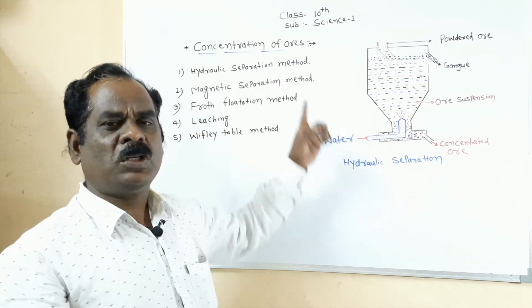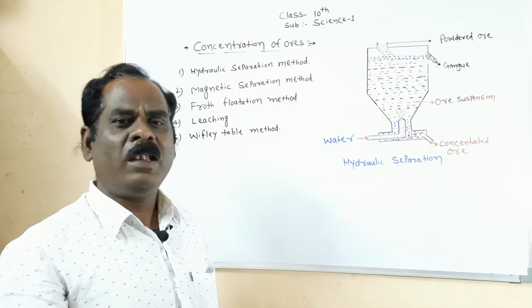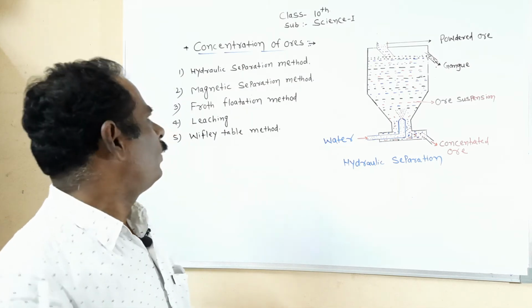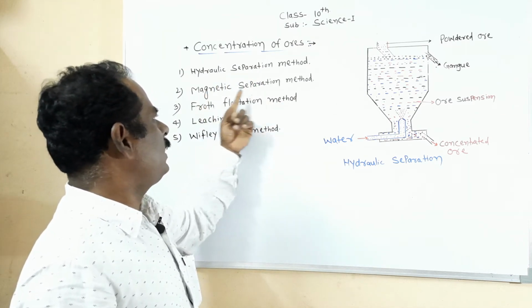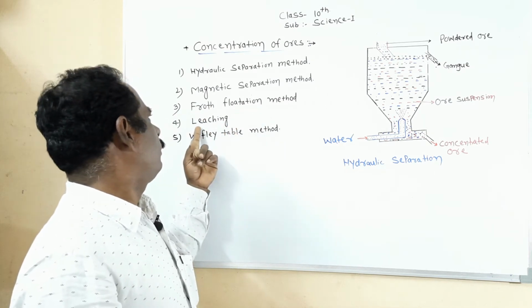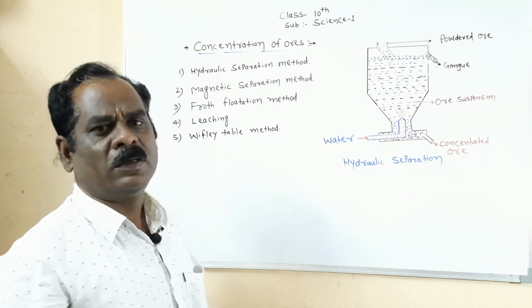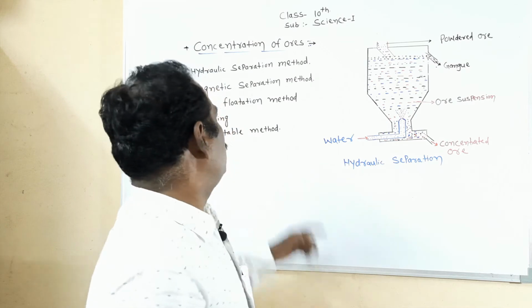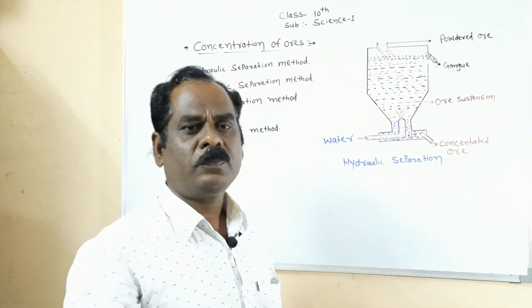The concentration of ores is done by different methods. Mainly, in your syllabus, 5 methods are included. The first method is the hydraulic separation method. Second is the magnetic separation method. Third is the flotation method. Fourth is leaching. And last is the Wilfley table method. We will study them one by one. Today I will teach you the first method, the hydraulic separation method.